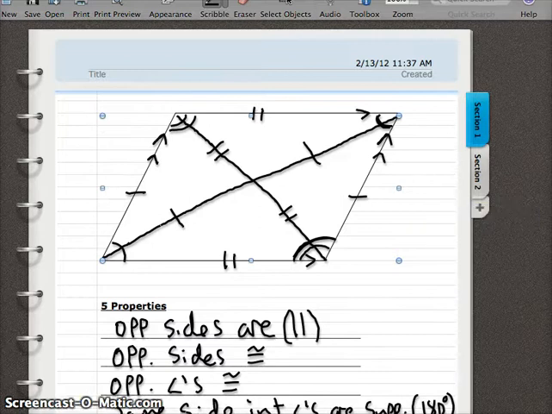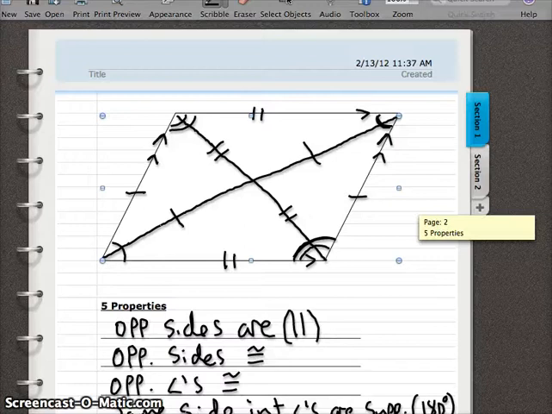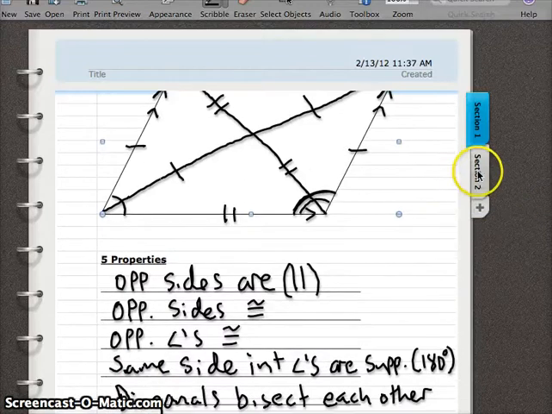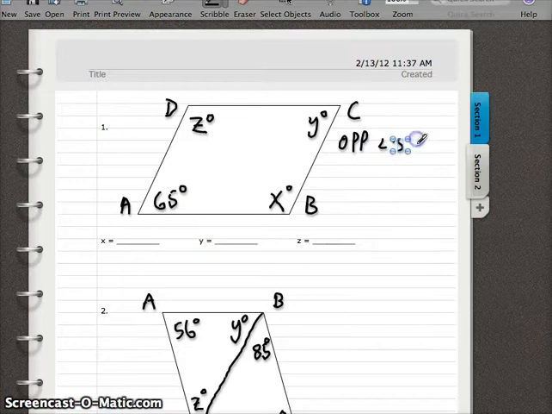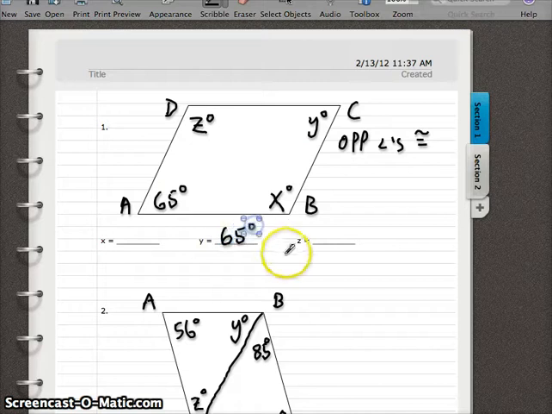Let's apply these properties and see if we can figure out some missing shapes, some missing angles, some missing sides, just using these properties. So here's our first one. So let's apply some properties here. We're talking about some missing angles, so let's think about our angle properties. We know that opposite angles are congruent, so let's see if we can find any of those. Well, here's 65, and opposite from that is missing, so it has to be the exact same as 65. So y is 65 degrees.